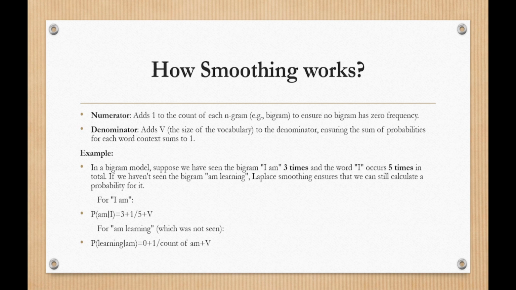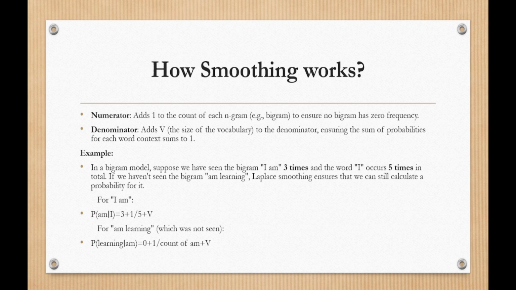Now, how does smoothing work? The numerator, the top of the formula: this is where we add 1 to the count of each word pair. This ensures that even if we have never seen the word pair before, it doesn't get a 0 probability. The denominator: this is where we add V to make sure all the probabilities add up to 1. We also get the total count of the first word in a pair, which shows how often the word appears. So if "I" has appeared 5 times in total, the denominator will become 5 plus V.